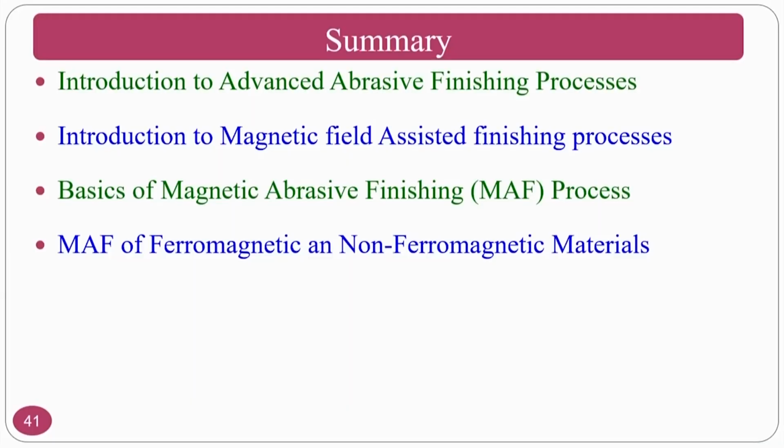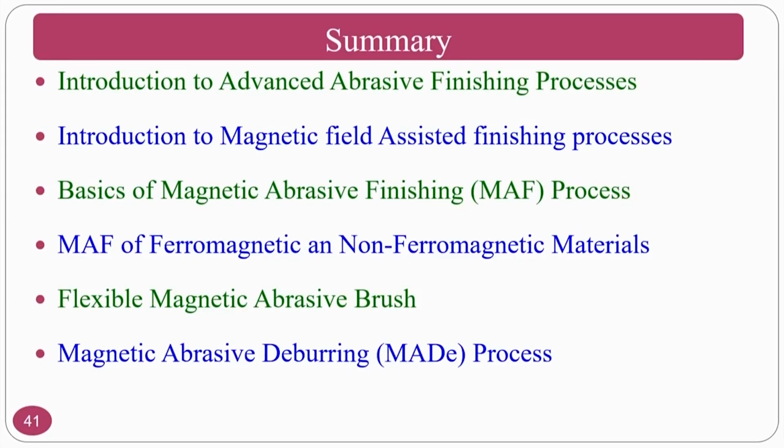These we have seen, and what the finishing capabilities are, and how the flexible magnetic abrasive brush is formed in the case of non-ferromagnetic workpiece material and in the case of ferromagnetic workpiece material. And the magnetic abrasive deburring is just a variant of the magnetic abrasive finishing process, wherein you add another dimension to remove the burrs that are generated during conventional as well as unconventional drilling processes.